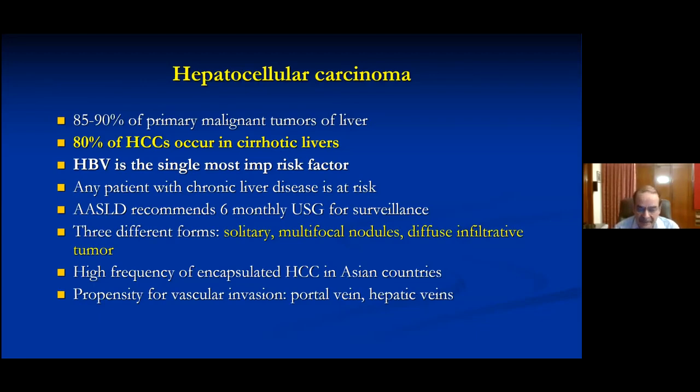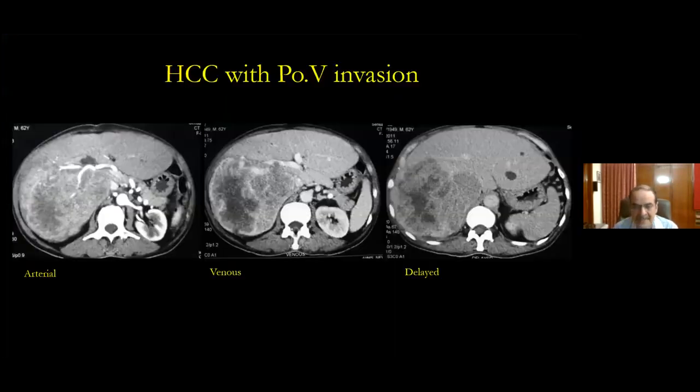HCCs come in 3 different flavors. It could be a solitary lesion, you could have multifocal nodules, or you could have the least common variety of a diffusely infiltrating HCC. They are more often encapsulated in the Asian context, and as we alluded to earlier, it has a high propensity for vascular invasion, both going into the portal vein as well as the hepatic veins.